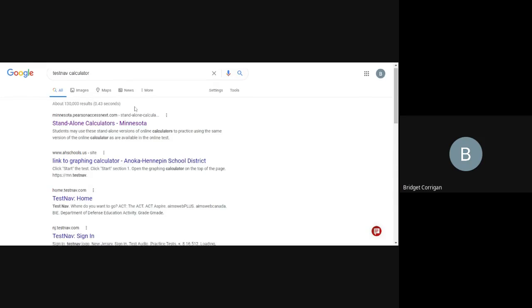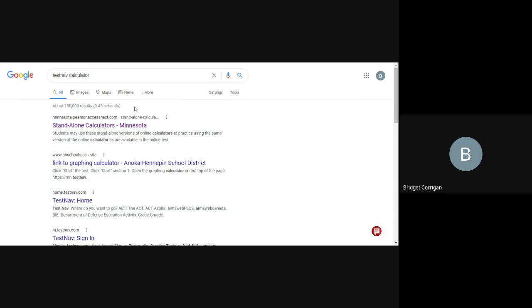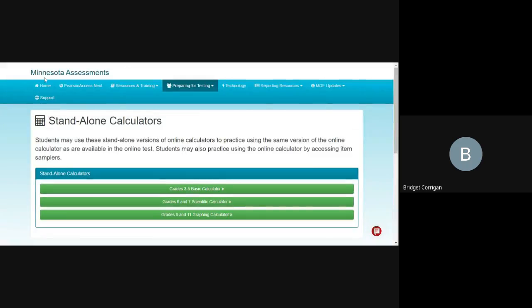I'm going to present this one. I put this in the chat if you logged into Classroom today, or you can ask your teacher for it. But if you Google TestNav calculator, they are offering a standalone graphing calculator for you to use. Okay, so what you do is you click on this. You come to this, it's like the Minnesota assessment homepage. Normally you can't access this, but because we're in distance learning, you can.